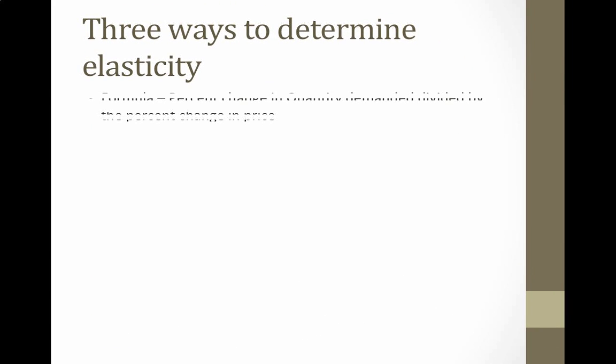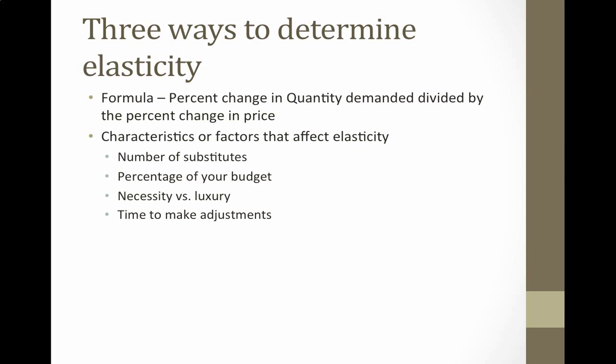Three ways to determine elasticity. The first one, we're going to look at the formula, and we'll look at each one of these individually in a second. But the formula to calculate price elasticity of demand is the percent change in quantity demanded divided by the percent change in price. Then we're going to look at characteristics: number of substitutes, the percentage of your budget, necessity versus luxury, and how much time you have to make adjustments. And then we're going to look at total revenue and how that affects it.